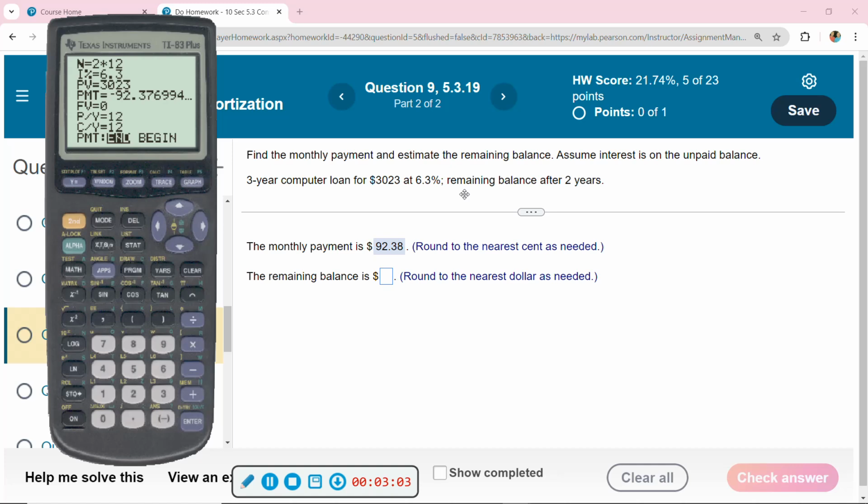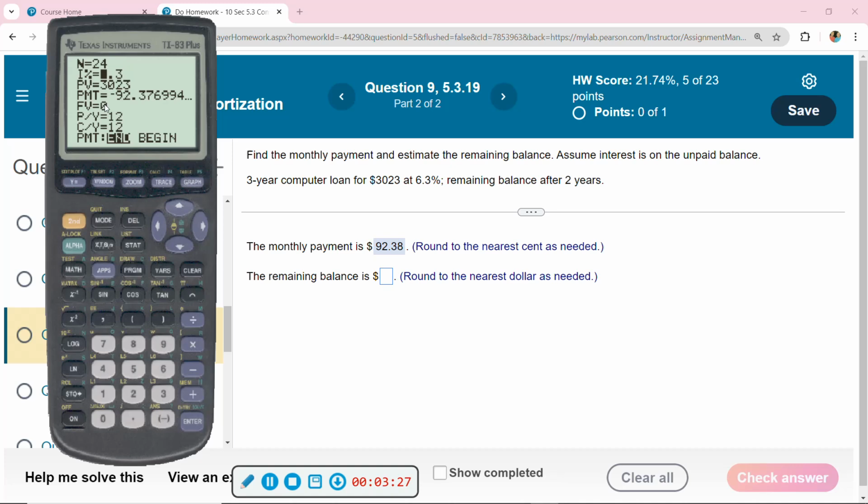We were trying to calculate the remaining balance after 2 years. So we've changed the 36 to 24. The interest rate is still 6.3. The loan started at $3,023. You're paying $92.38 every month. You see why you enter that as negative.